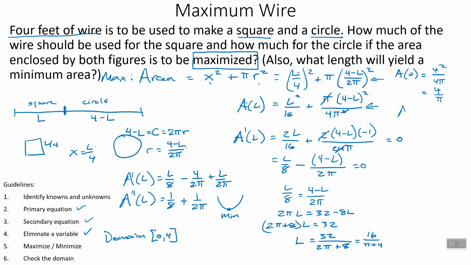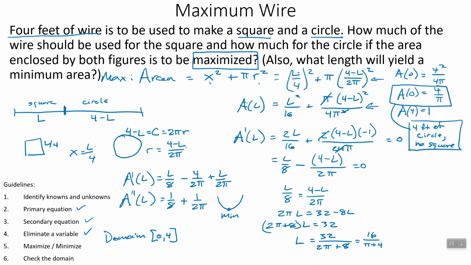What if L is 4? Well, if it's 4, we get 1 squared, and this other guy is going to be 0. So we get 1. So now, which is bigger? 4 over pi or 1? All right, 4 is bigger than pi. So 4 over pi maximizes our area. In other words, we are going to have L is 0. So that means we have 4 feet of circle. No square. That is how we're going to maximize the area.